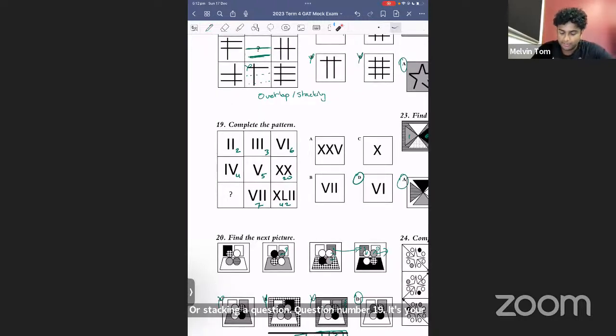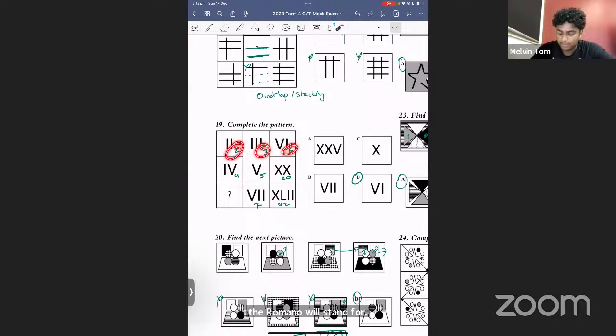Question number 19, it's your Roman numerals. You write down what the Roman numerals stand for. So you have 2, 3, 6, 4, 5, 20. What's the pattern? 2 times 3, 6. 4 times 5, 20. So what times 7 gives you 42? And the answer is 6, which is D. 6 times 7 gives you that.